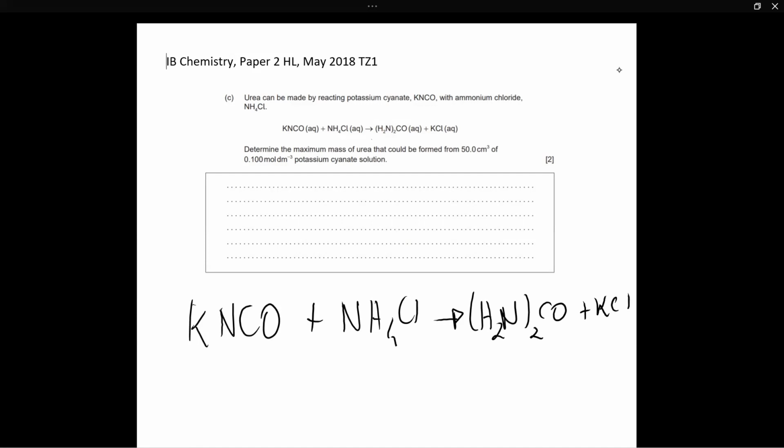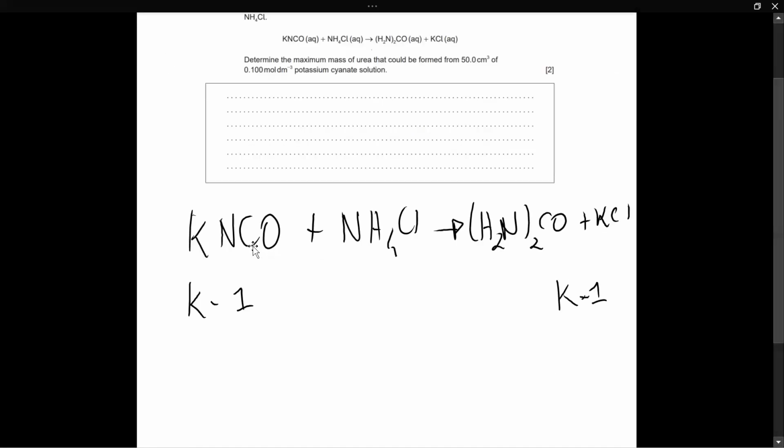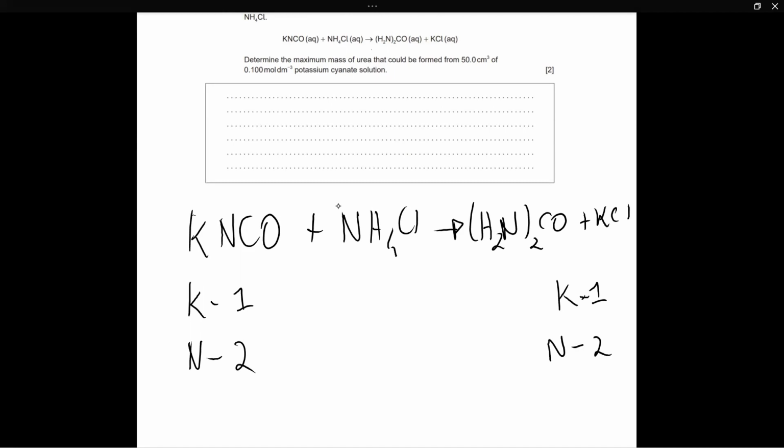All right, so is this balanced? Let's see how many potassiums do we have on this side? We have one. What about this side? We have one. What about nitrogen? How many nitrogens do we have on the reactants side? For nitrogen, we have two nitrogens. What about on this side? Over here, we also have two nitrogens. Let's take a look at carbon. How many carbons do we have? Over here, we have one carbon. And over here, we also have one carbon.